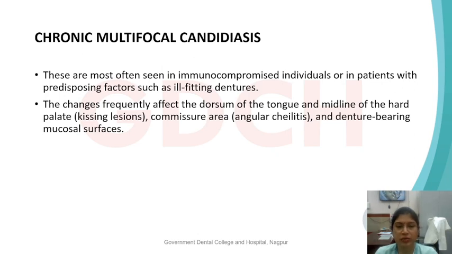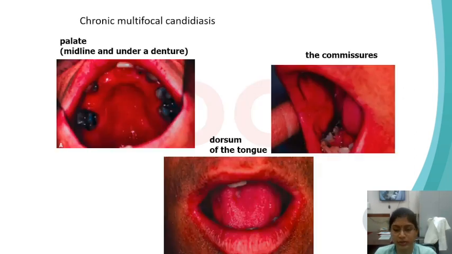The commissural area could also be affected, as in angular cheilitis, and so could the denture-bearing area, that is, the mucosal surfaces of the palate. So, multiple areas are involved in this type of condition. You can see the example shown in this slide. The palate is involved, the most common area of denture stomatitis. Then the dorsum of the tongue could be involved, like the completely erythematous area over here, or the depapillated areas in the tongue, and the commissural area which shows the changes.